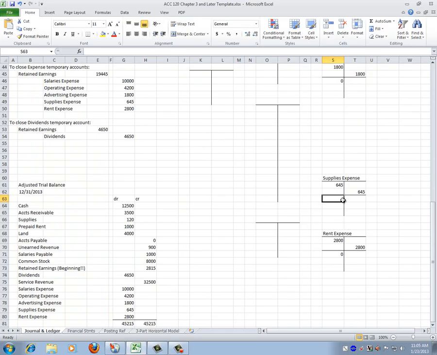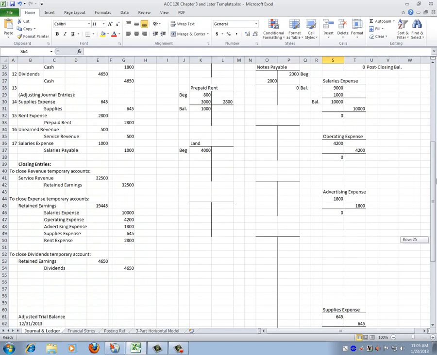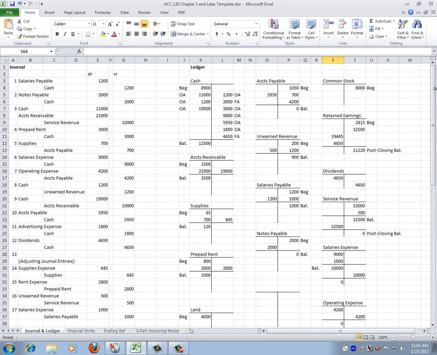We've zeroed out supplies expense, we see. So that's the closing process illustrated. Closing each revenue temporary account, each expense temporary account, and the dividends temporary account. Some students like to do each of these closing the expense accounts in separate journal entries. That's fine. Some people might even make all three of these one big journal entry. That's typically not recommended really, but it would achieve the same end result.